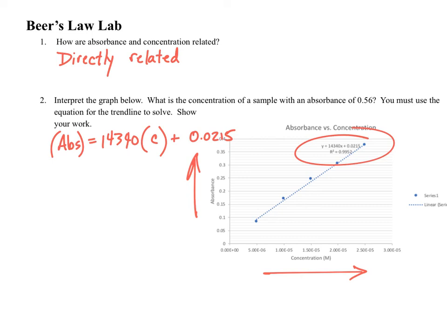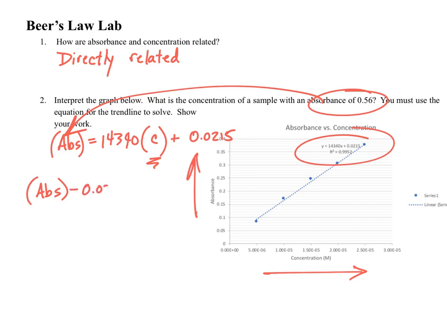And the absorbance, they tell us, is 0.56. So that's going to go in right here. We have to solve this equation for C. Algebra, what would that look like? I will get absorbance minus 0.0215, the whole thing divided by 14340 is equal to C, the concentration.